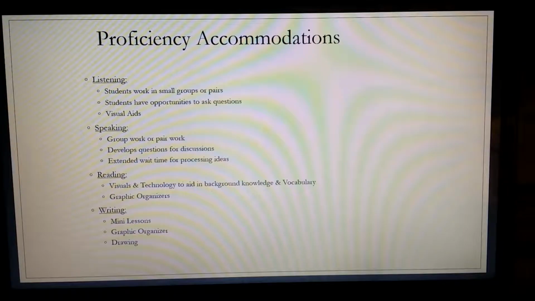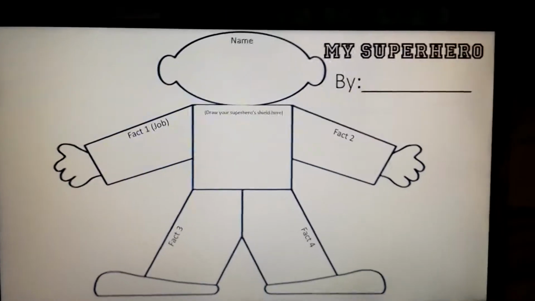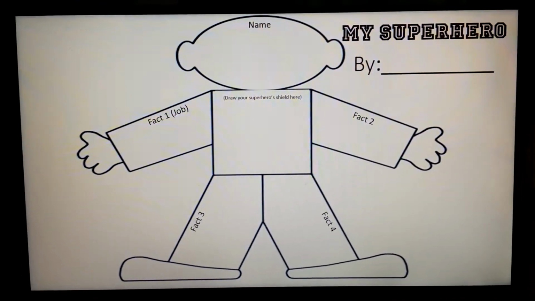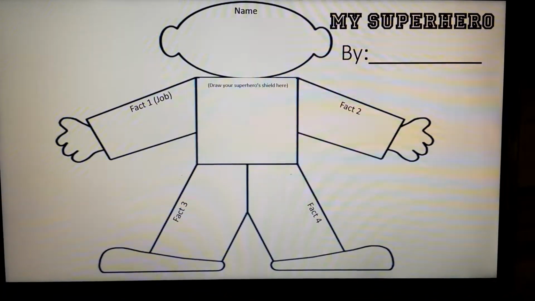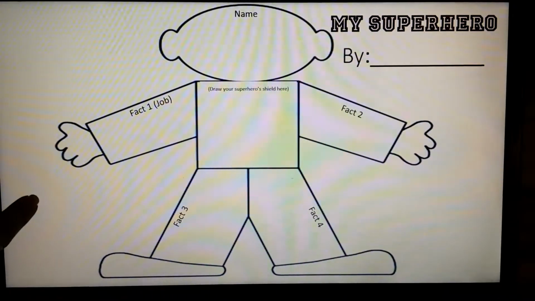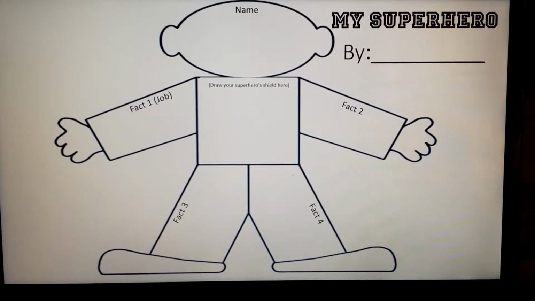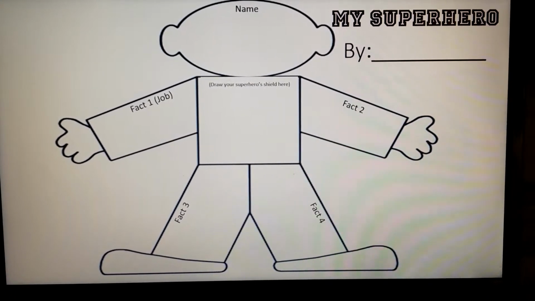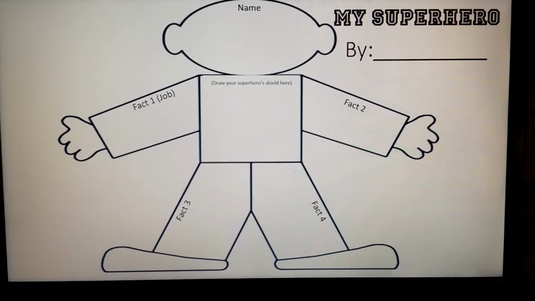And then when they were done with that, let me go back real quick. When they are done with this, they're going to cut it out. I'm sorry, not cut it out. They will be putting this paper, including the picture that they have selected, on the 12 by 18 piece of construction paper and gluing them both on the paper.